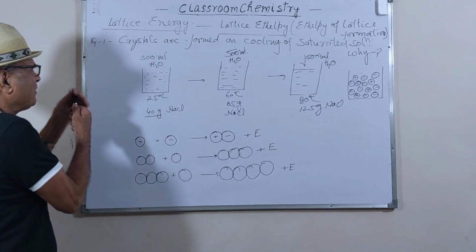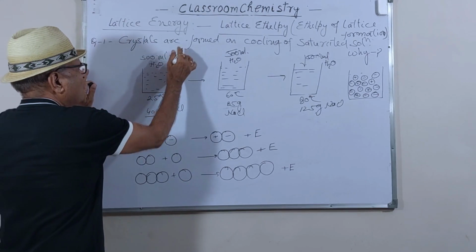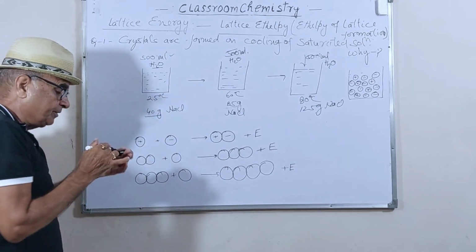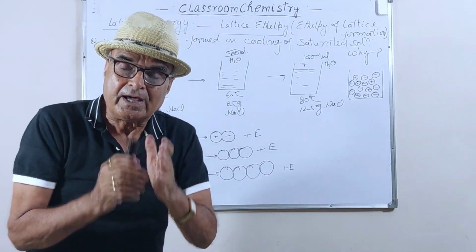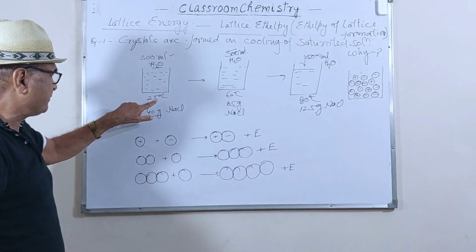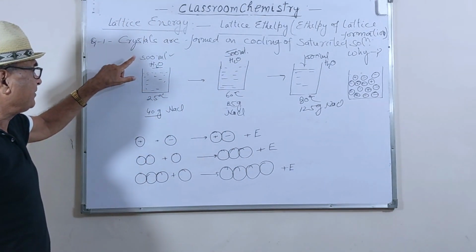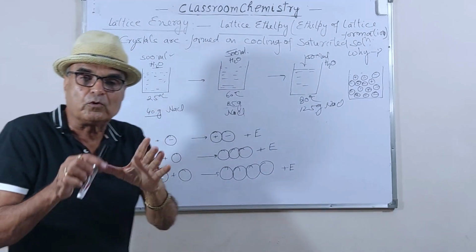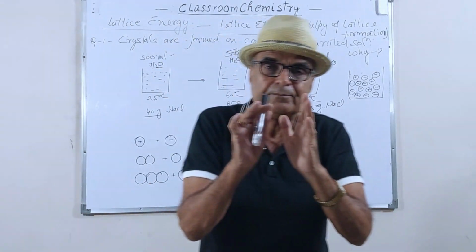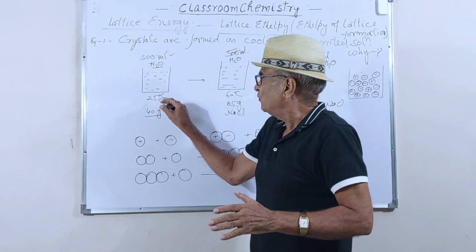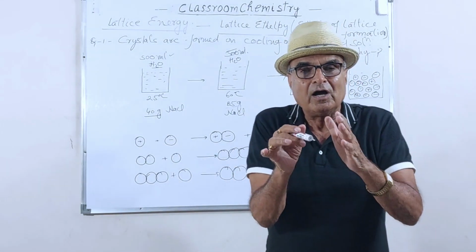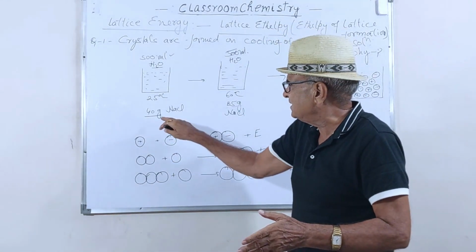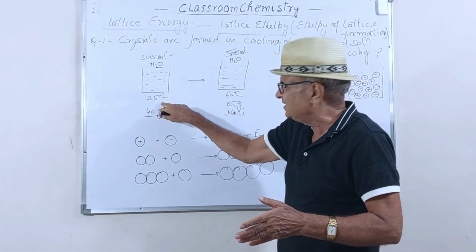Suppose I have 500 milliliters of water at 25 degrees centigrade. Here two things are very important. One is the temperature is fixed, and the volume of the solvent is also fixed. Now I am going to dissolve some amount of NaCl. Finally, 40 gram of NaCl can be dissolved in this.